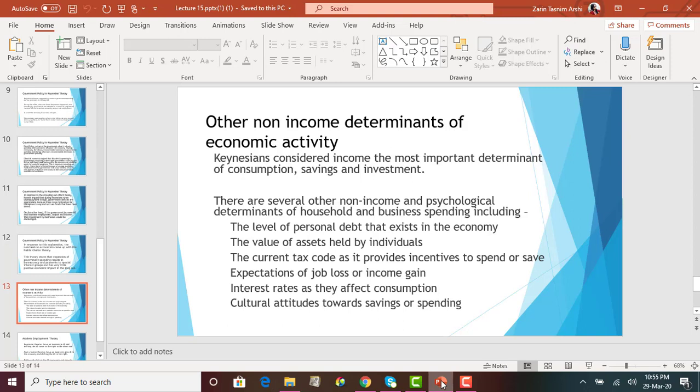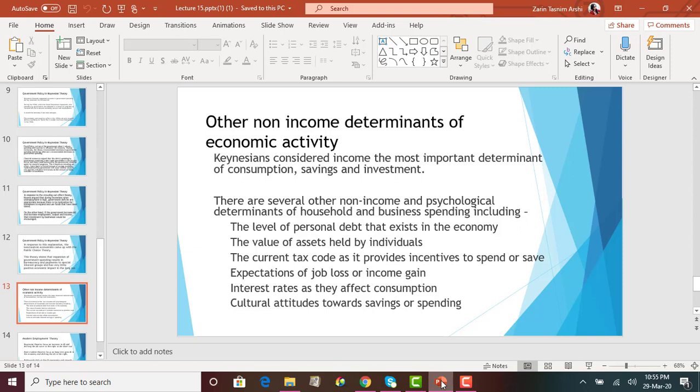So this is, then I move on to slide 13 of lecture 15, and this is also important. There will be a multiple choice question on this one, or I may give you a question, and the answer will be on this slide. Okay, so the Keynesians said income is very important to determine your consumption, your savings and investments.